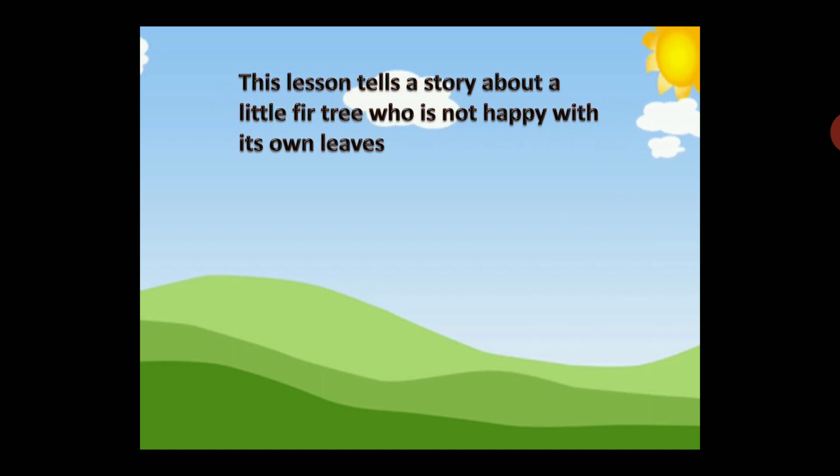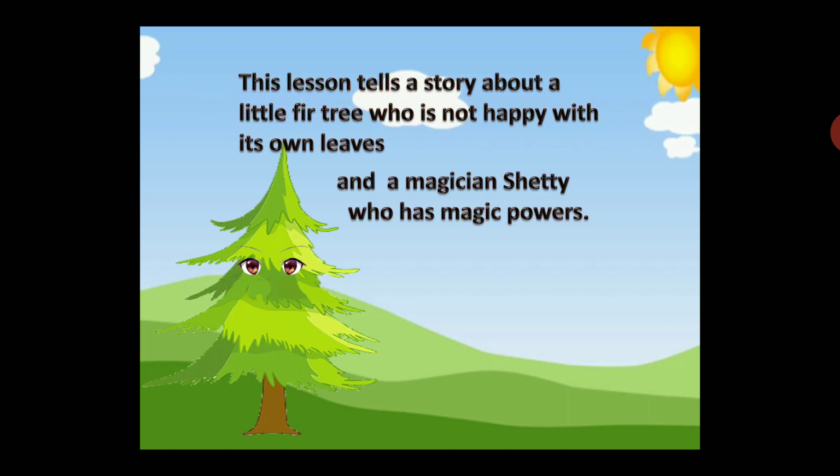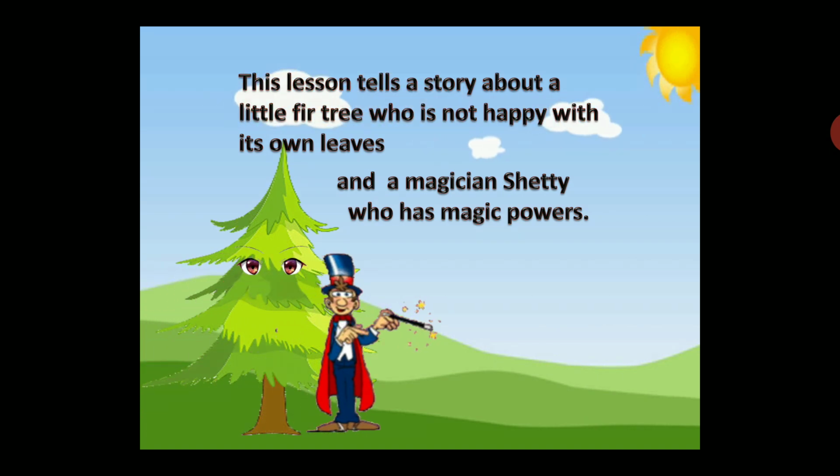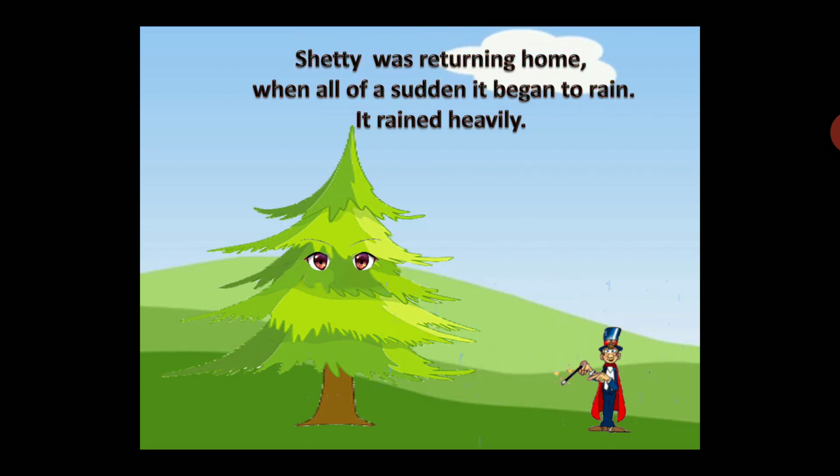This lesson, what is the name of the lesson? The name of the lesson is The Little Fir Tree. It is a story about a little fir tree who is not happy, means sad, with its own leaves, and a magician Seti who has magic powers. Now look, let's start the story and listen carefully.